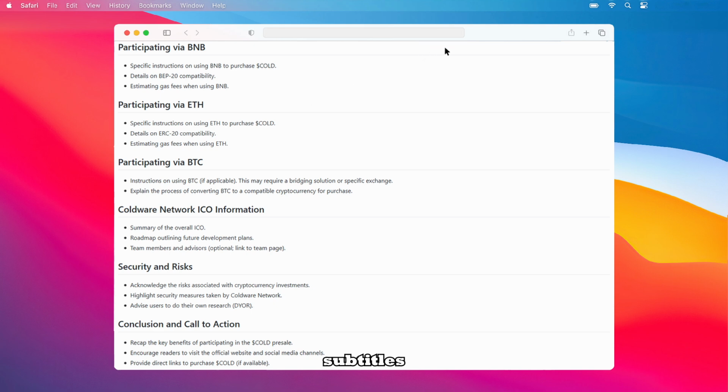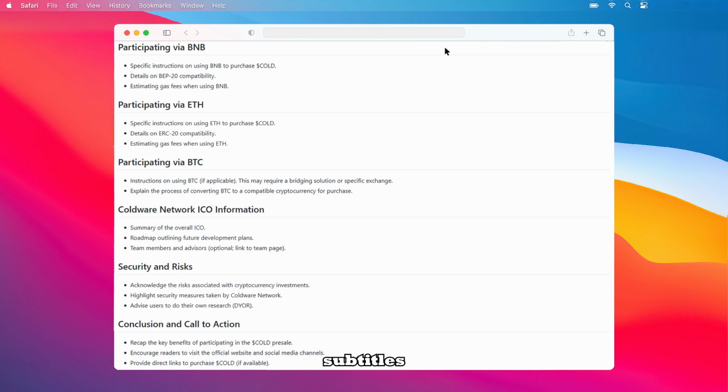Now, how to participate in the $COLD presale using ETH. First, ensure you are using a wallet that supports ERC20 tokens, as $COLD is built on this standard. When making your transaction, be mindful of gas fees. These can fluctuate based on network congestion, so be sure to check current gas prices to accurately estimate the cost of your transaction and avoid delays or failures.